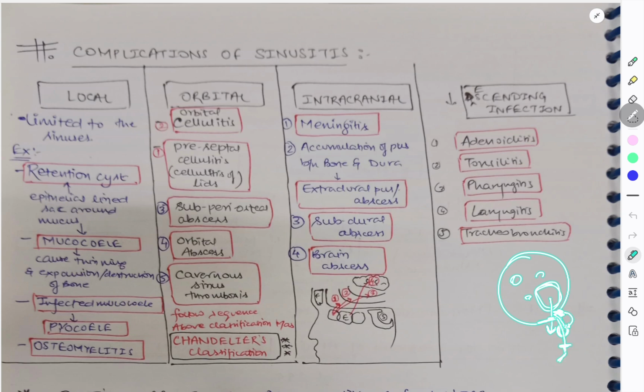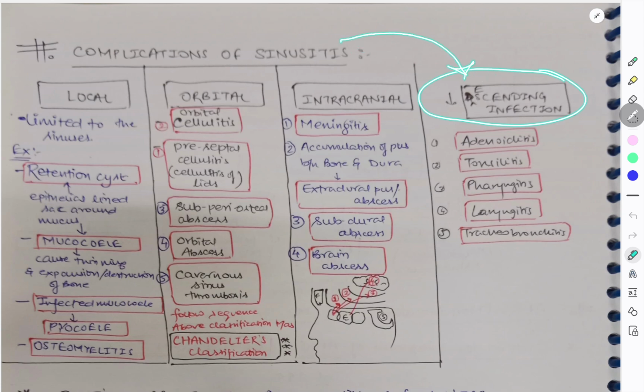Then it can go to the larynx, so we have laryngitis, or at the end we can have tracheobronchitis. So descending infections are very simple: adenoiditis, tonsillitis, pharyngitis, laryngitis and tracheobronchitis. So these are the descending infections which are the complications of sinusitis.